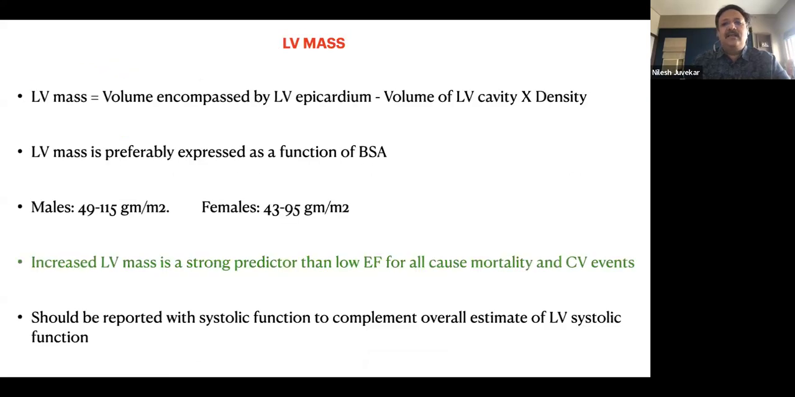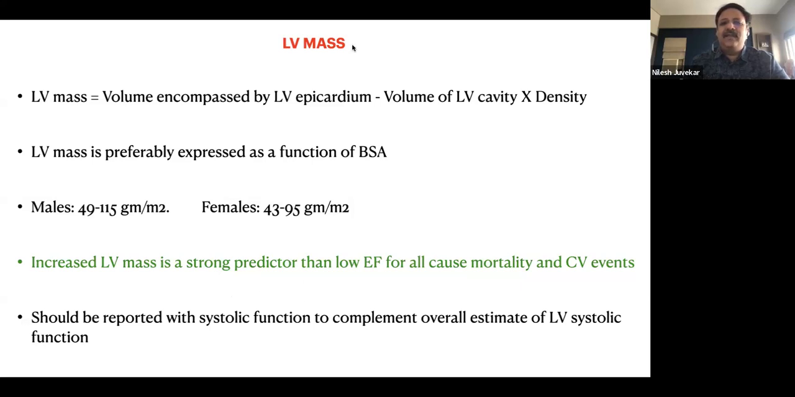Now, LV mass. Basically, what is LV mass? It is the volume which is encompassed by the LV epicardium minus the volume of the LV cavity multiplied by the density. It is preferably given as a function of the body surface area, that is, it is always per meter square. So in males, obviously, it is more compared to that in the females. And increased LV mass is a stronger predictor than low EF for all-cause mortality and cardiovascular events.